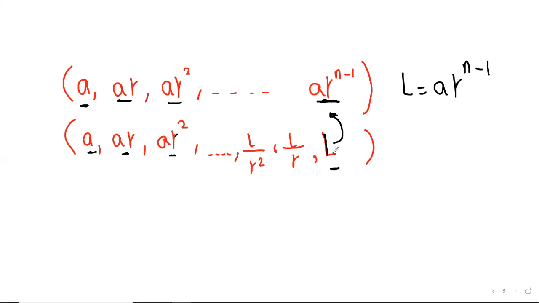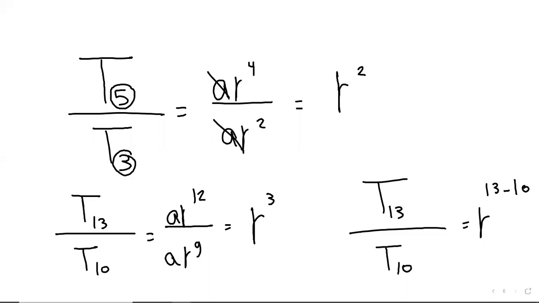And the term before the last term is L over R. And the term before this term is L over R to the power of 2. So L, once again, is A multiplied by R raised to the power of n minus 1. Notice that we are dividing two geometric terms like T5 and T3. You know, T5 is AR to the power of 4, and T3 is AR to the power of 2.